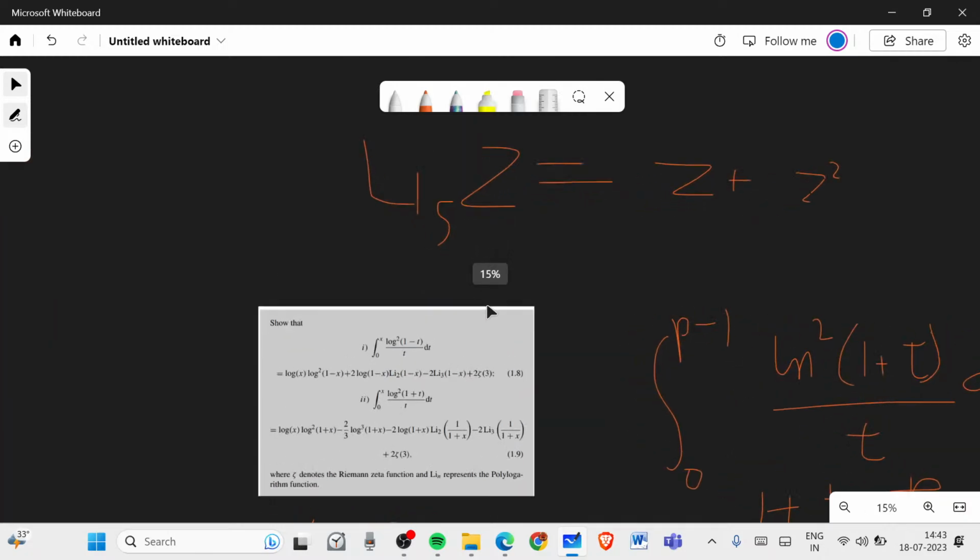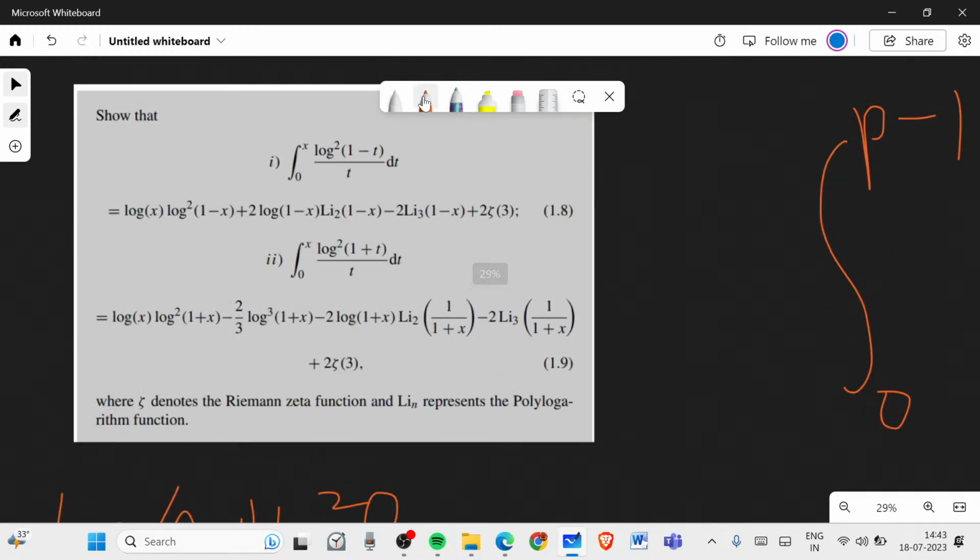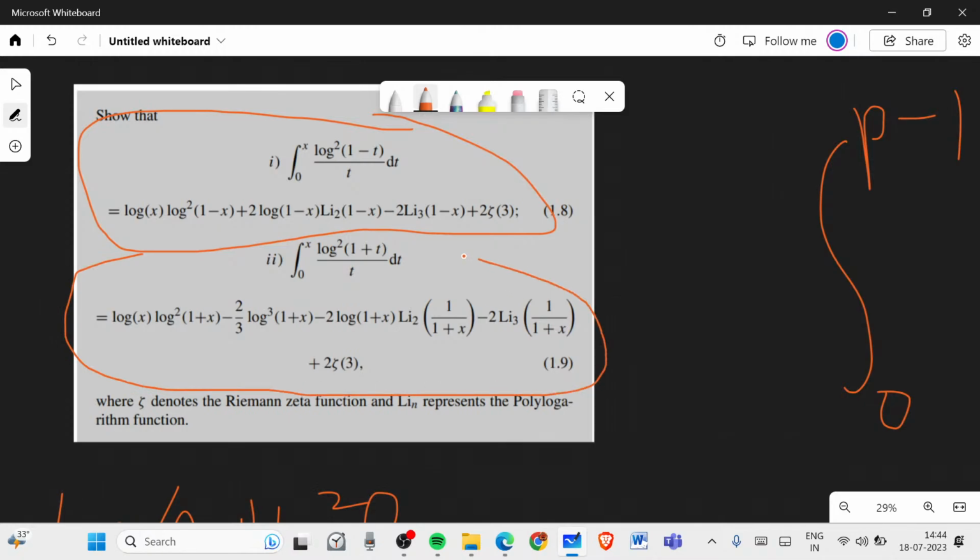Let me summarize what we have done up till now. We have found this integral, and since I was tired, I gave you an accurate way, I guess, of finding this integral. So this is it for today.